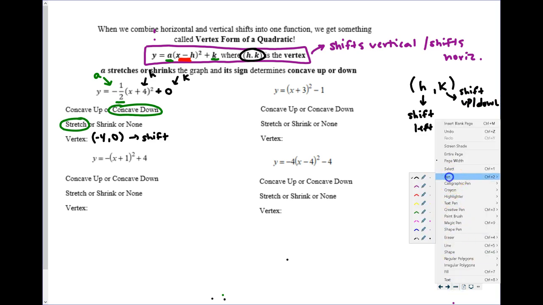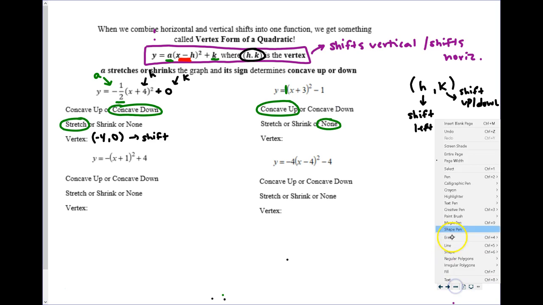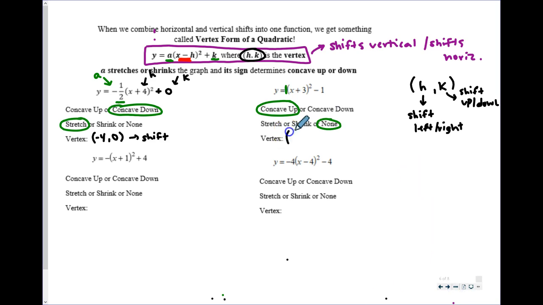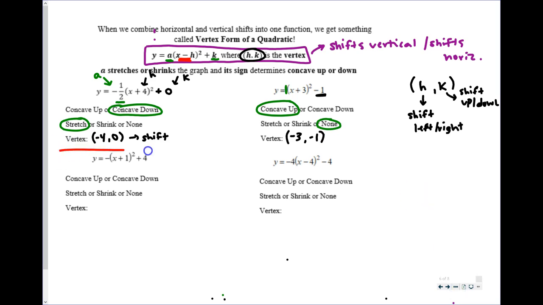Alright, the second problem, take a look at your A. A is an invisible 1 right here. So it's going to be concave up because that's a positive 1, and it's not going to have any stretch or shrink because A doesn't change. My vertex is going to have a left and right shift of -3. Remember, we take the opposite, so this is actually a shift left 3 because it's a plus. And then this right here is a shift down 1. So my vertex is -3, -1.